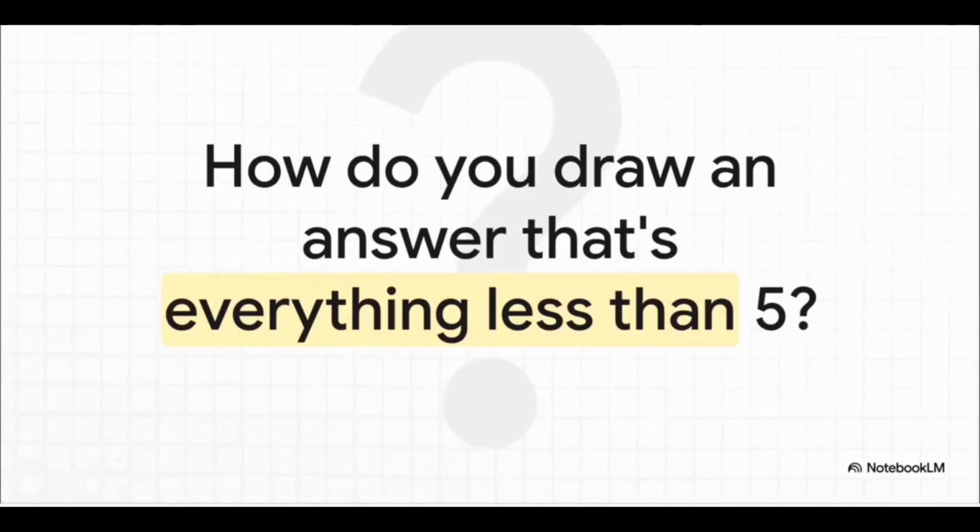How do you actually draw an answer that's everything less than 5? I mean, it's not just 1 point on a number line. It's 4. It's 3.2. It's -1,000,000. It's a huge infinite set of numbers. So how do you possibly capture all of that in one simple drawing? That's the puzzle we're going to solve.